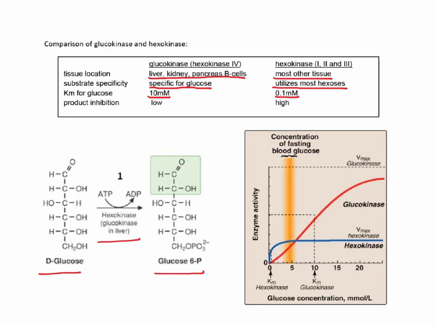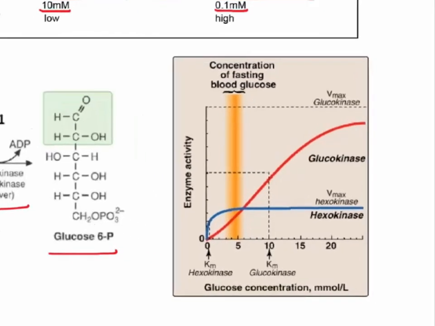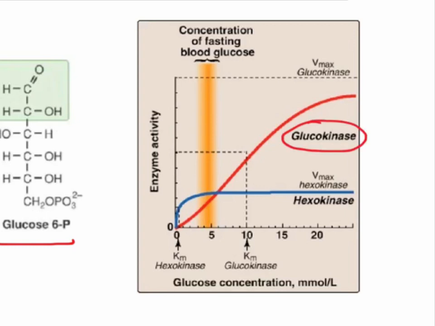Remember that GLUT2 is present in the liver, and it's the high-capacity bidirectional transporter. So this means that the level of glucose in hepatocytes is pretty much in equilibrium with the level of glucose in the blood. As shown on page 4 in the figure, glucokinase is operating with a Km near the level of blood glucose. What that means is it's more active when blood glucose is high, and it's less active when blood glucose is low.